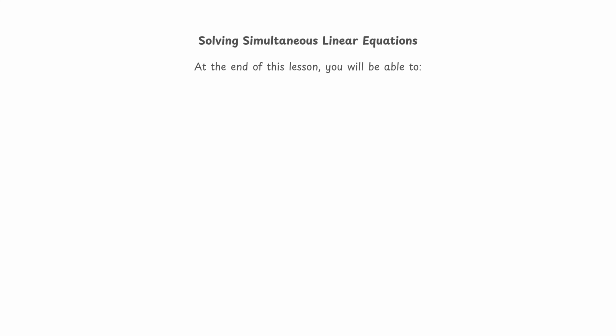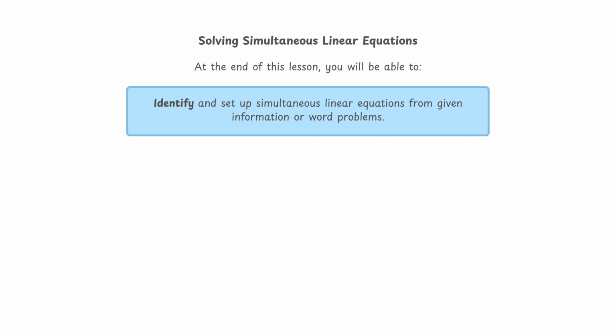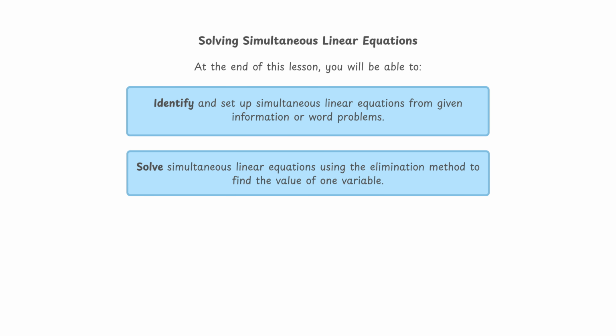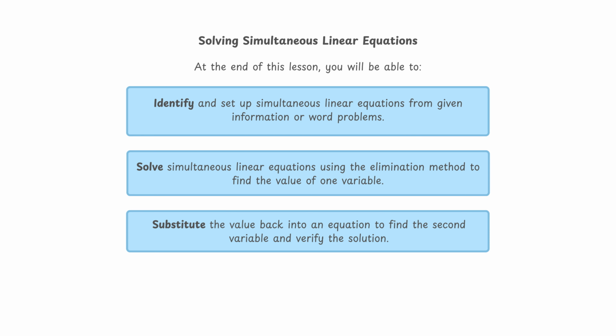By the time you finish this video, you will be able to identify and set up simultaneous linear equations from given information or word problems. Second, solve simultaneous linear equations using the elimination method to find the value of one variable. Third, substitute the value back into an equation to find the second variable and verify the solution. Let's get started.